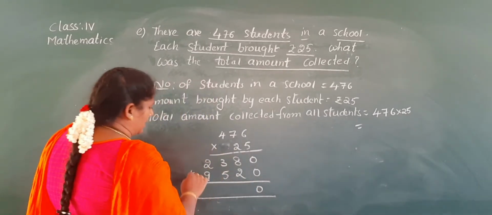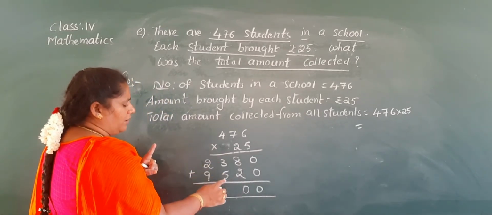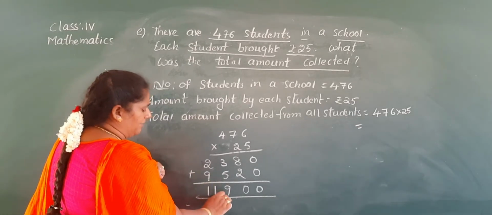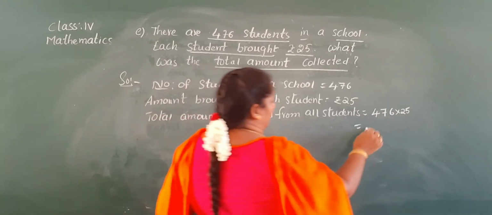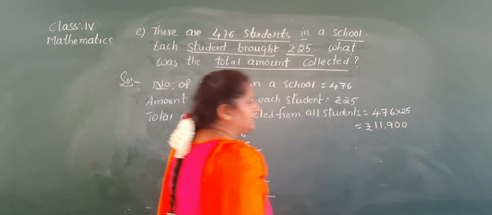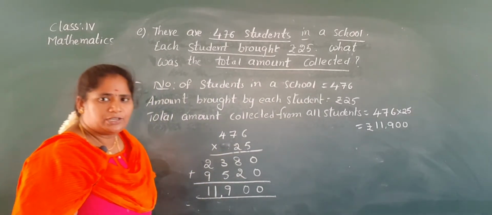So add this. 8 plus 2, 10. 1 in hand, 0 is down. 1 plus 3, 4. 4 plus 5, 9. 2 plus 9, 11. So it is 11,900 rupees. How much amount was collected from all the students? 11,900 rupees. Okay, is it clear to you, children?